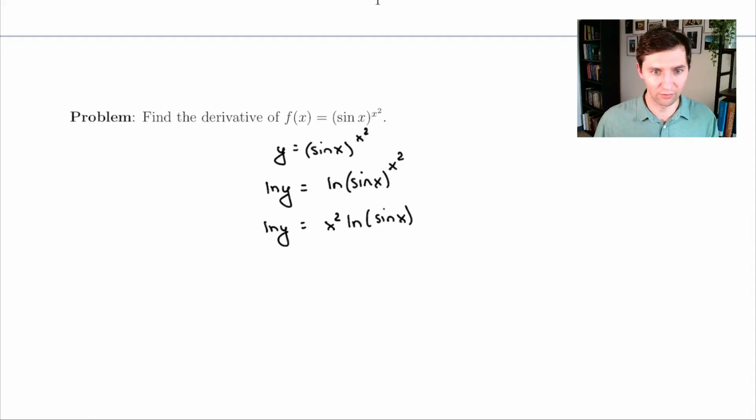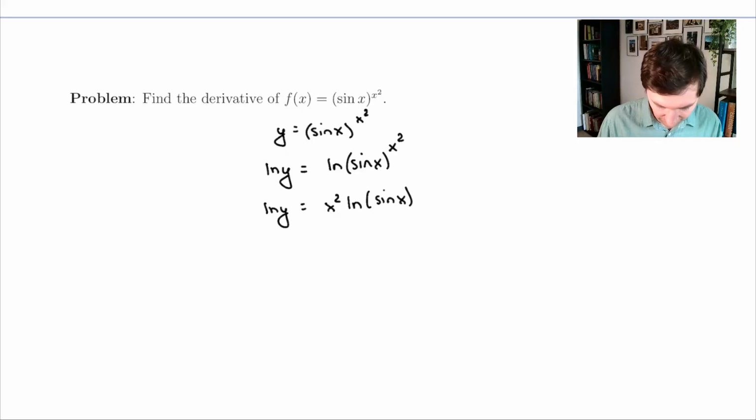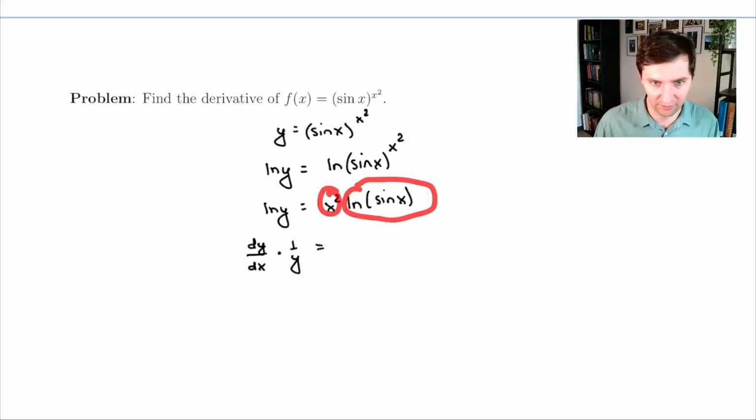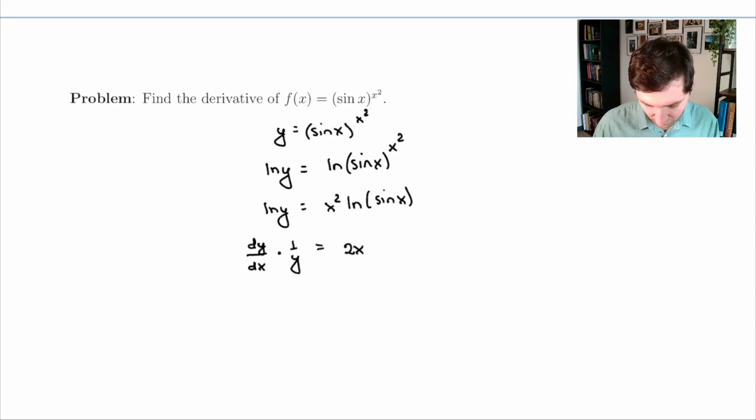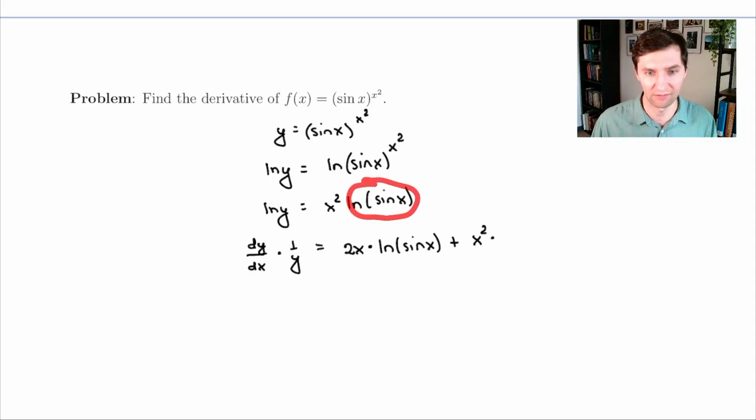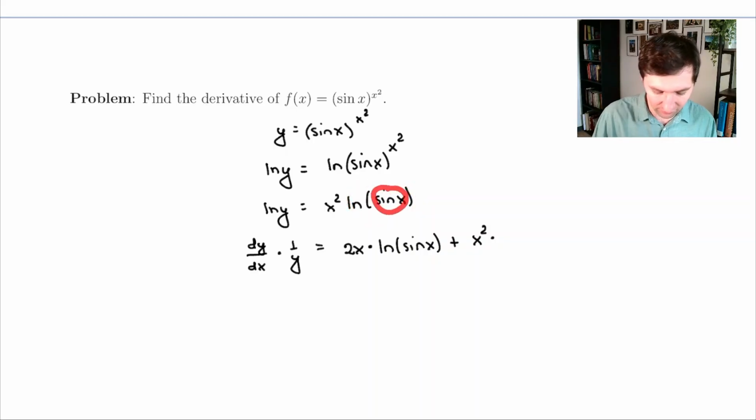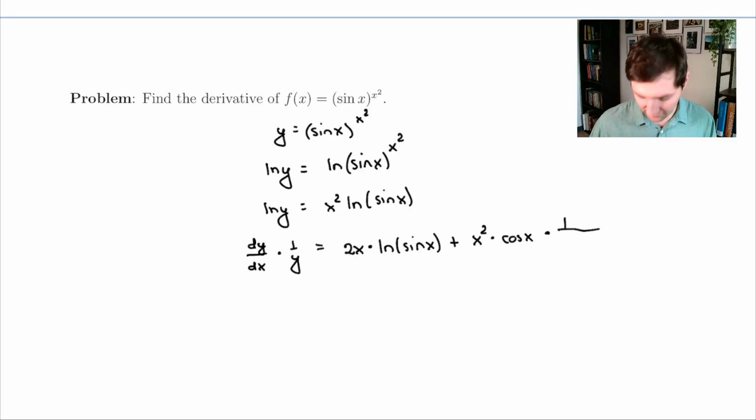Then I take the derivative on both sides with respect to x, and I get, on the left, dy/dx times 1 over y. On the right side, I apply the product rule, first function, second function. That gives me the derivative of the first function, 2x, times the second function, ln of sine of x. I add to it the first function times the derivative of the second function. And to take the derivative here, I'm using the chain rule. I have the inside function and the outside function. The derivative of the inside function, the derivative of sine, is cosine. The derivative of ln is 1 over whatever was inside of ln. I need to plug in the inside function to it.